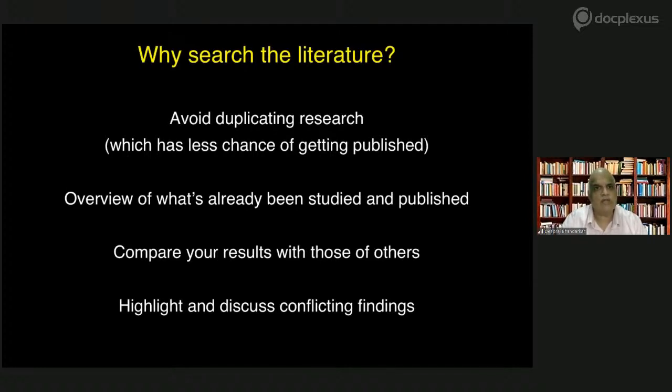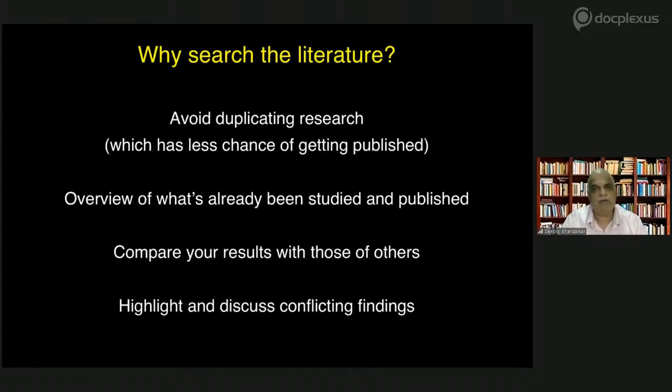It also gives you an overview of what has already been studied and published. You may always have a slightly different take or a slightly different research question in mind, but if you start by assimilating what is already said, it's easier to formulate that question in a way that stands a better chance of getting published as a paper.